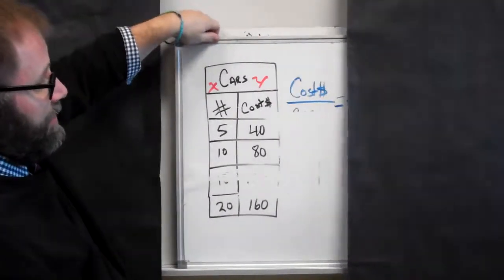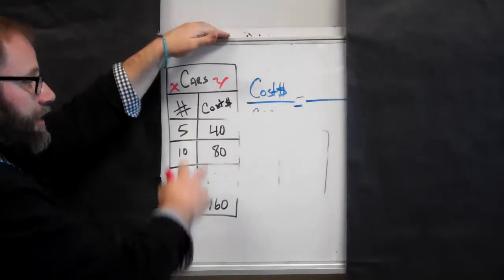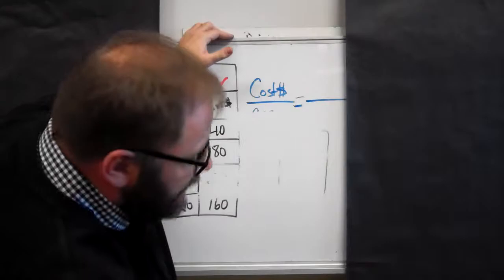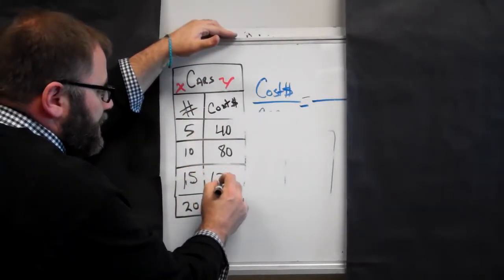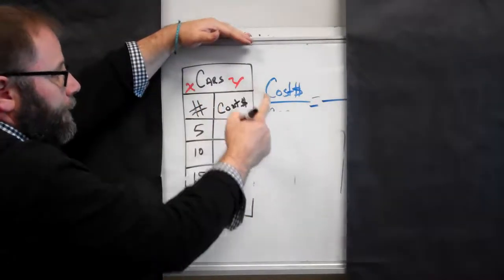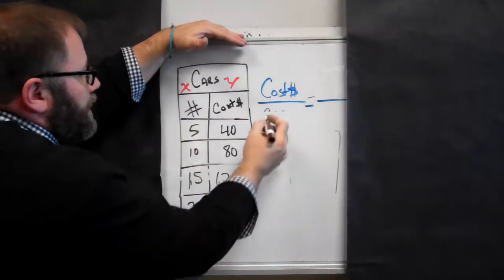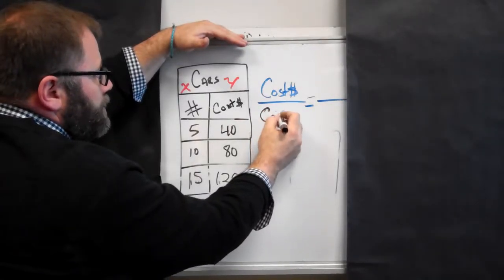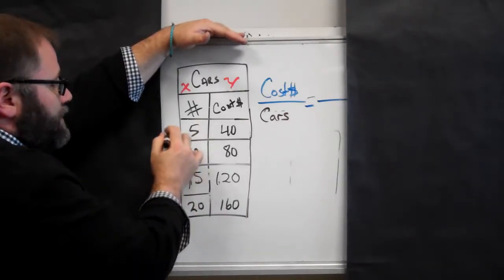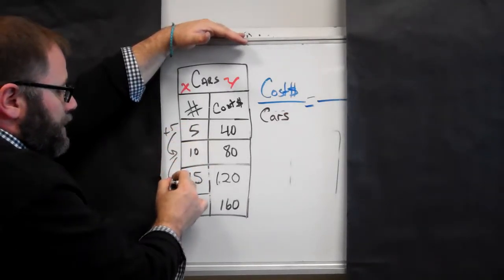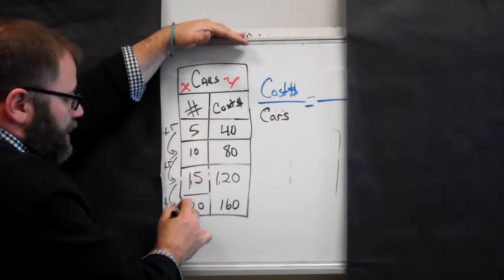Here is a second table. Now the table's listed vertically. And in this table vertically, what we're seeing is the same thing. We're going to see that x comes before y. And as we look at the data, and this would be cars. As we look at the data, we're going to look at the change. 5 becomes 10, that's plus 5. 10 becomes 15, that's plus 5. 15 becomes 20, that's plus 5.